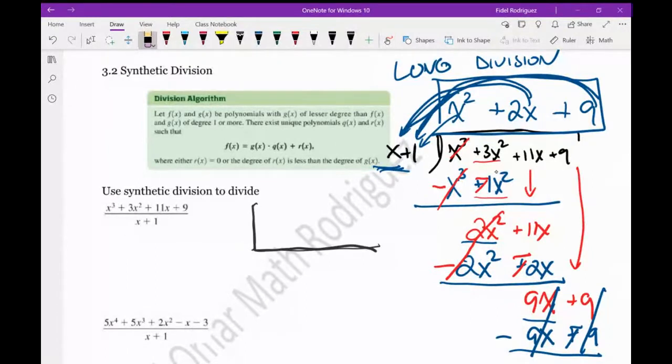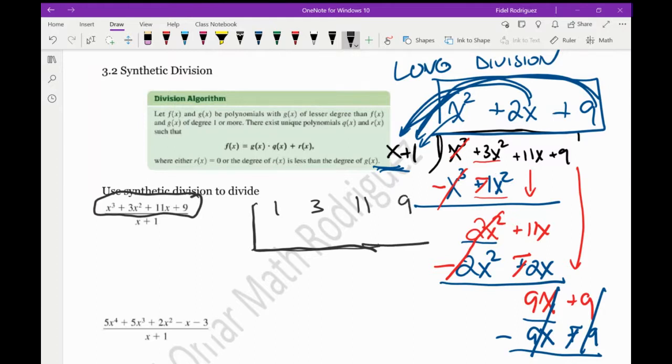What I'm going to do is I'm going to use the numbers that I have here without me writing the x's. Okay, so my first question to you, what is the number in front of the x to the third? 1. What's the number in front of the x squared? 3. The number in front of the x? And the last number is a 9.